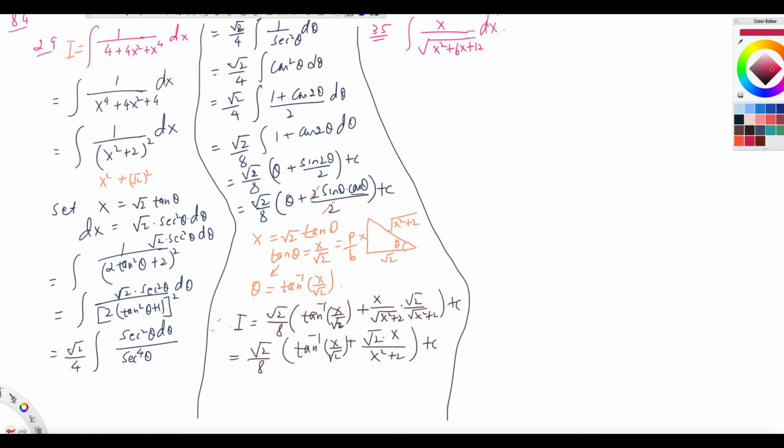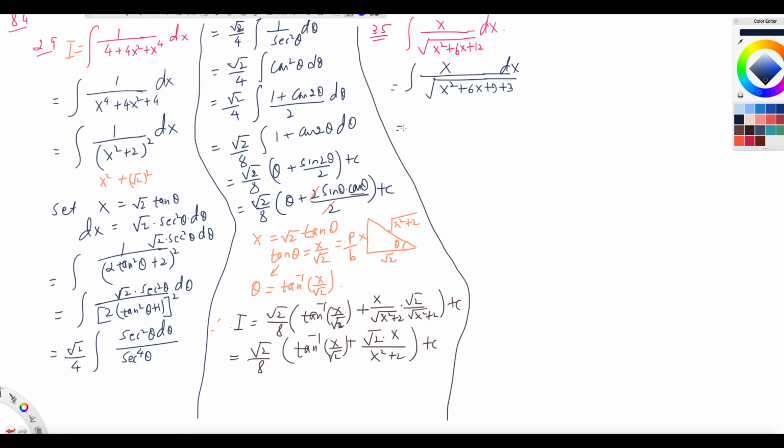Okay guys, so this problem, again as the last problem, we should write the bottom by completing the square, right? So what I want to do is integral x over, you can write this as x square plus 6x plus 9 plus 3, right? Why did I do that? Because I know that x square plus 6x plus 9 is x plus 3 square. That is the reason, okay?